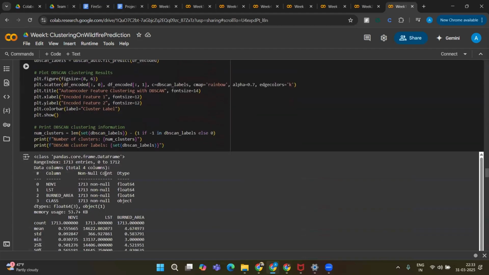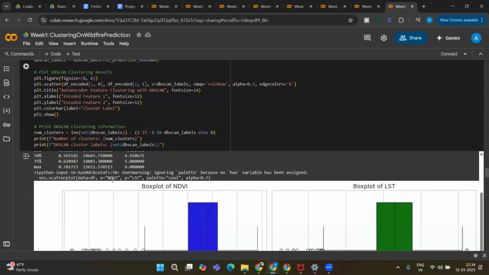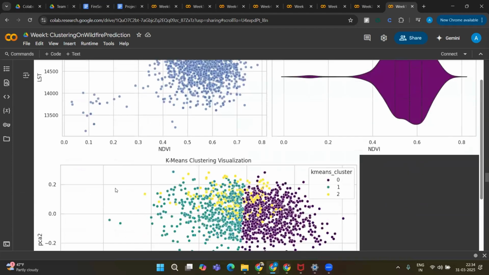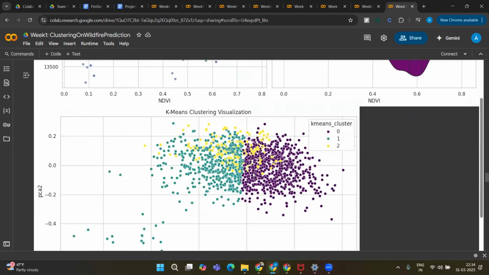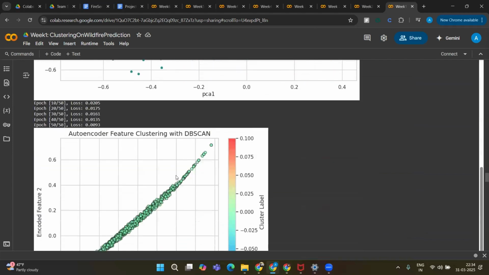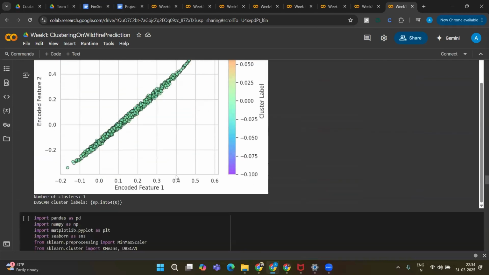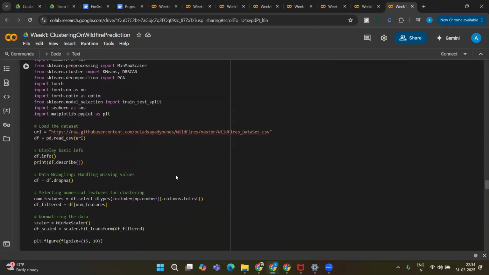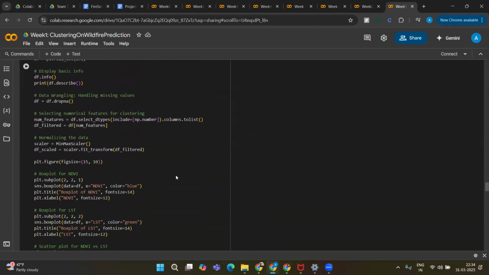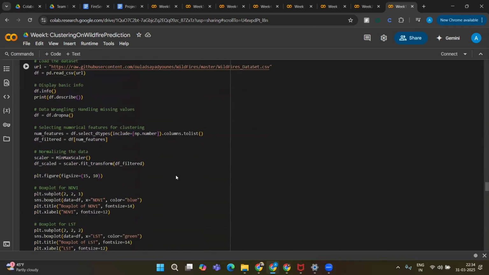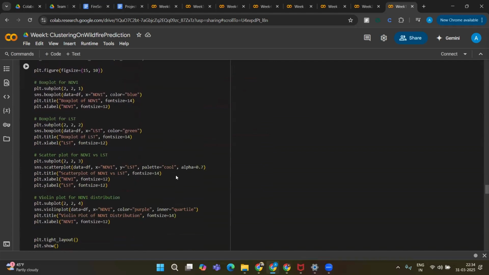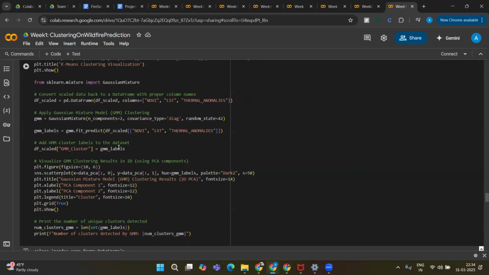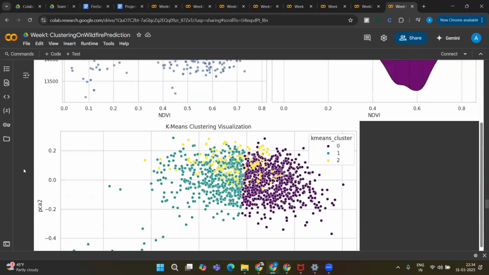Let's look at all of the visualizations quickly. These are all the box plots, and this is a violin plot. This is the actual k-means clustering where we got three different clusters. And this is the autoencoding feature that we did with the DBSCAN. This is the third part of the assignment, where we have to do k-means with another clustering algorithm. It's the same thing: getting the data set, visualization, all the plotting. Let me skip this.